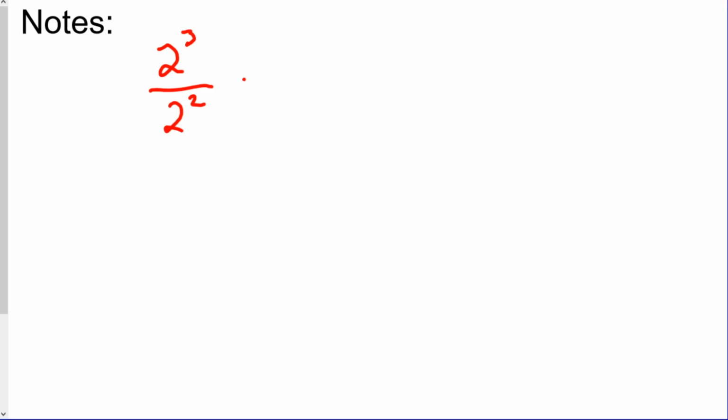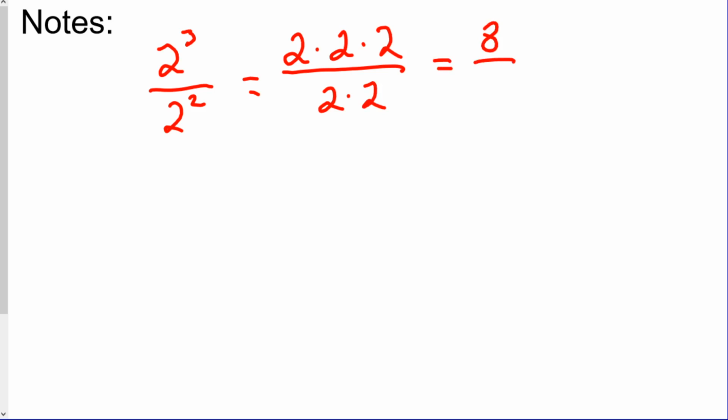So let's see what this looks like if we just write it all out. 2 times 2 times 2 divided by 2 times 2. 2 times 2 times 2 is 8. 2 times 2 is 4. 8 divided by 4 is 2. All right, so that's the long way of doing it.